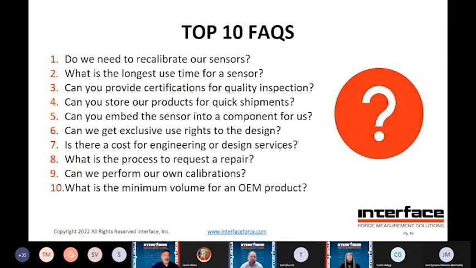Very good. Thanks, Brian. Can you store our products for quick shipments? Sure. We touched on that a few times as well. We can do safety stock. We can do Kanban. We'll work with you to understand what your delivery requirements are going to be.